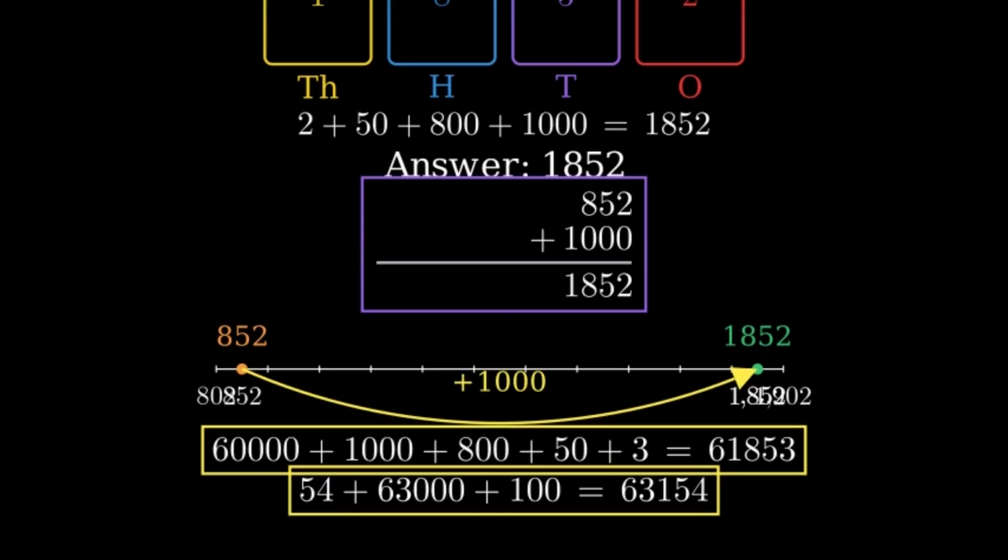So, 60,000 plus 1,000 plus 800 plus 50 plus 3 equals 61,853. Second, 54 plus 63,000 plus 100. Add 63,000 and 100 to make 63,100. Then add 54 to get 63,154.